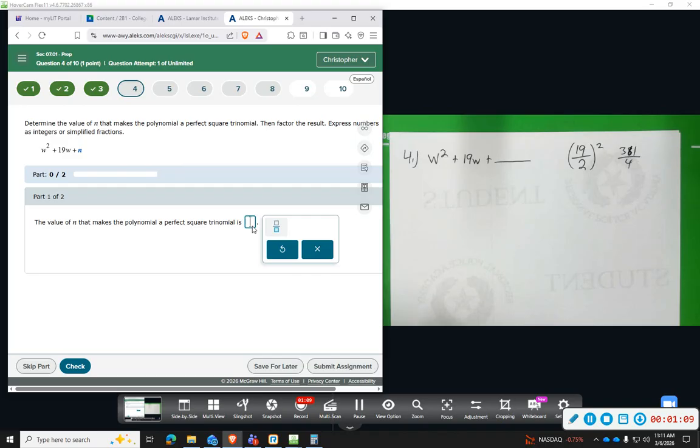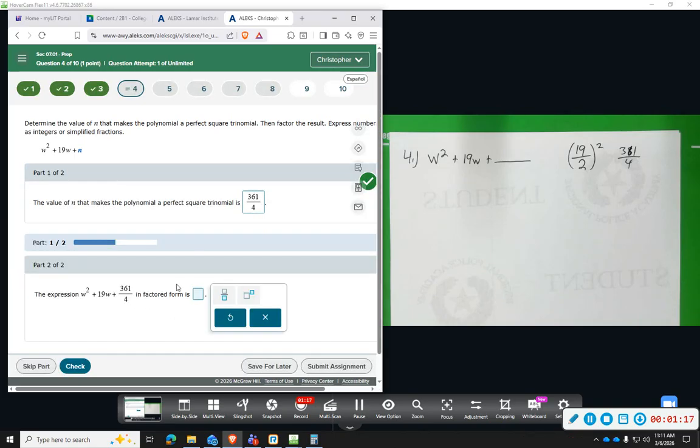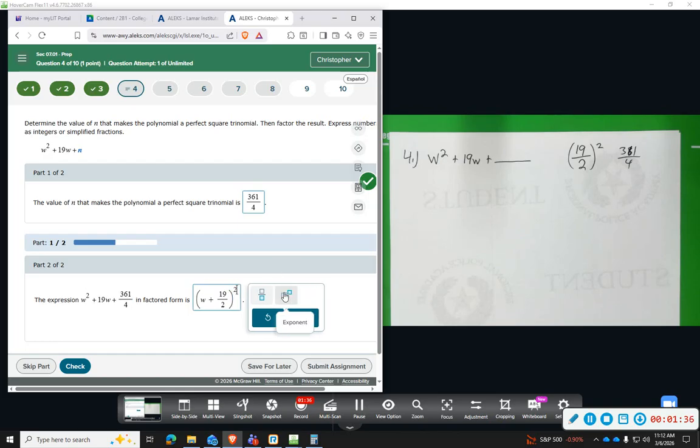So the number we need is 361 over 4. That's going to give us our perfect square trinomial. And then in the factor form, this w squared and the 19 over 2 squared. So w plus 19 divided by 2, and that'll be squared.